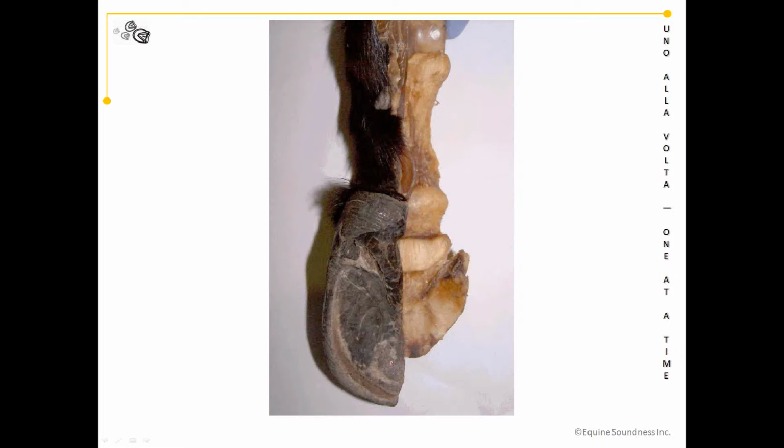Here is a different view of a half hoof capsule and half skeletal structure, with the coffin bone here in the front, then the navicular bone, short pastern bone, and the long pastern bone.